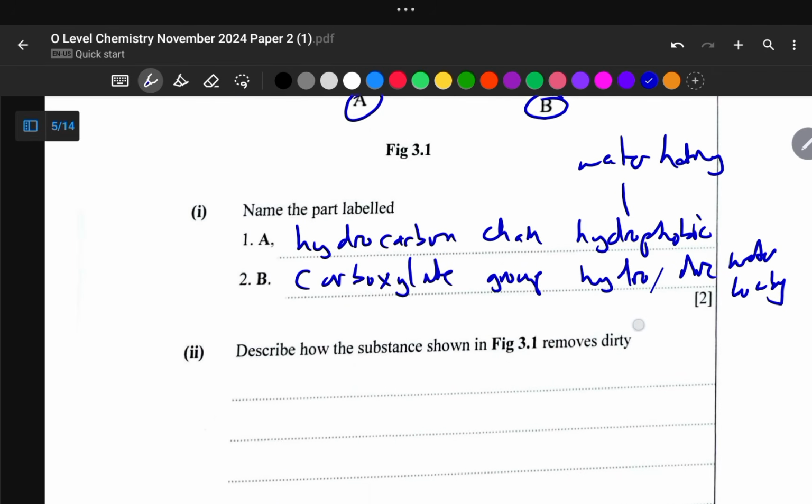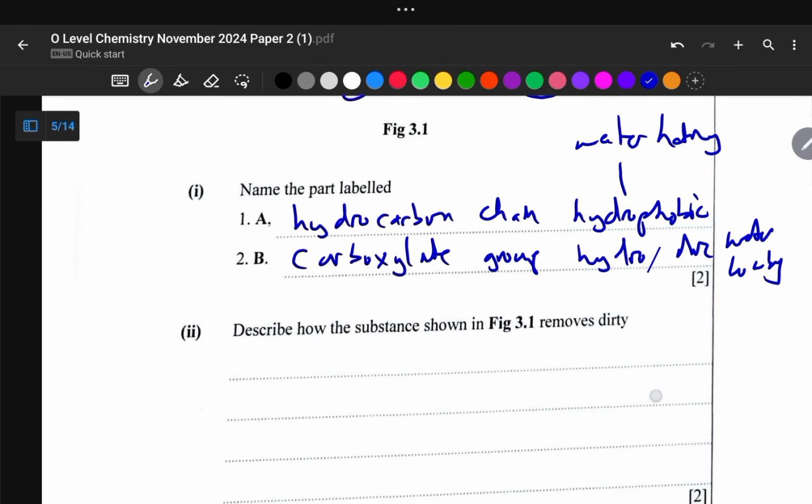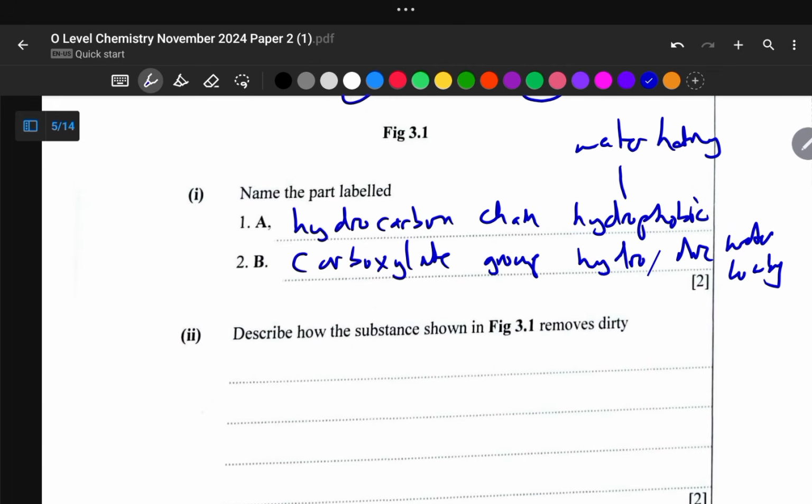Describe how the substance shown in Fig 3.1 removes the stain. So you need to take note on this one. The hydrophobic tail attaches to the grease or the dirty substance, the grease, the oil, right? So the first step, the hydrophobic tail attaches to grease or oil. And then the hydrophilic head interacts with the water, since it is water loving, and then this one is water hating.